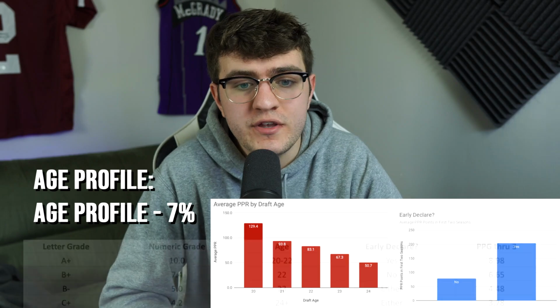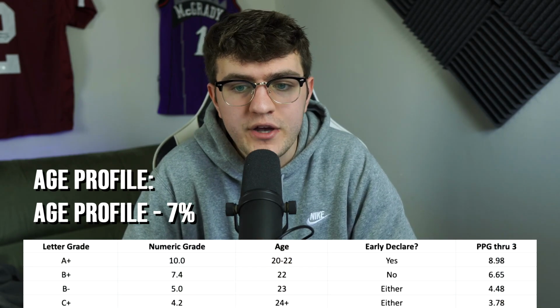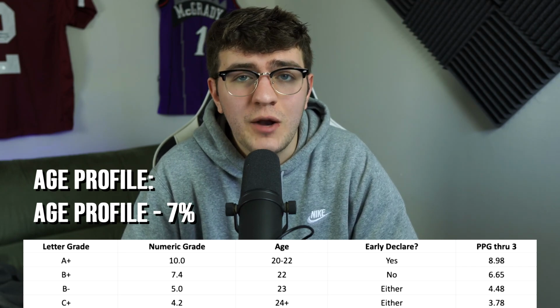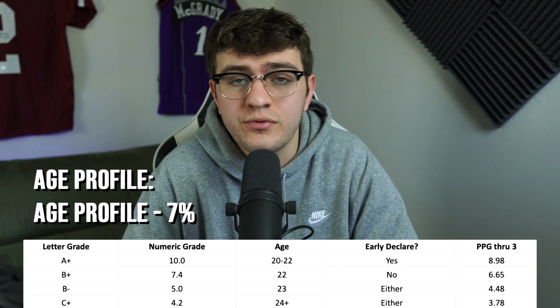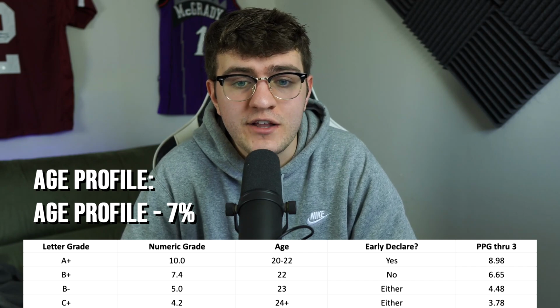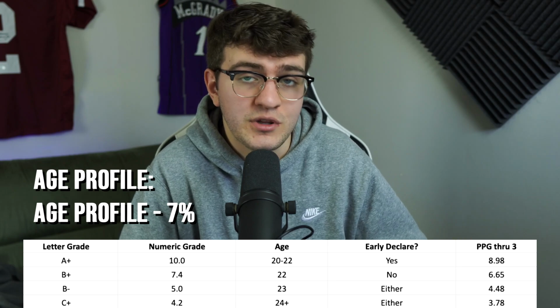So what I came up with is that 20 to 22 years old on draft day and early declare is my A+. They average 8.98 points per game through their first 3 seasons. I think a lot of people want 20 to 21, but I found 22-year-old early declares really aren't much different from 21-year-old early declares. The only time that I care about a player being a 21-year-old early declare is when I'm bumping a player up from elite to legendary.